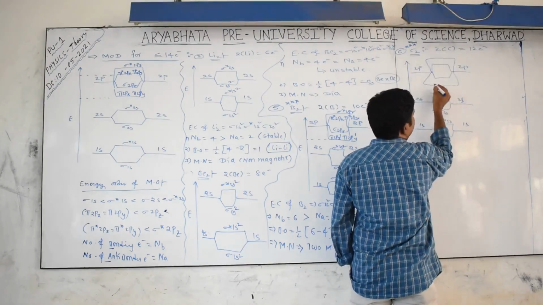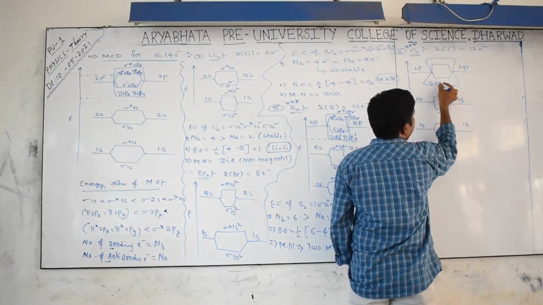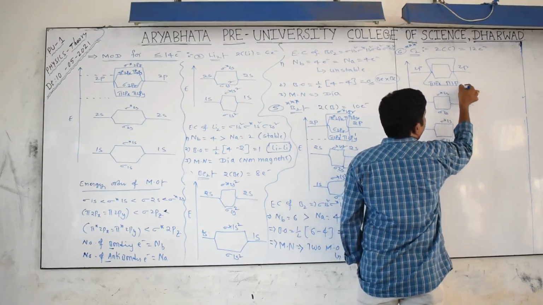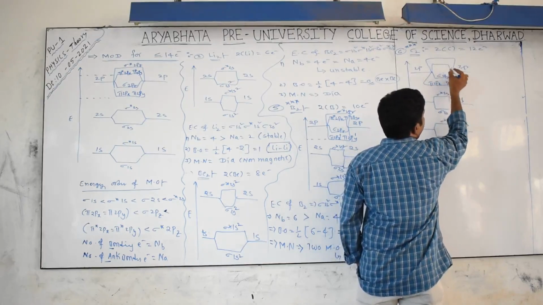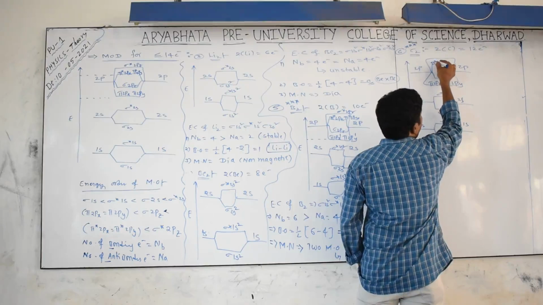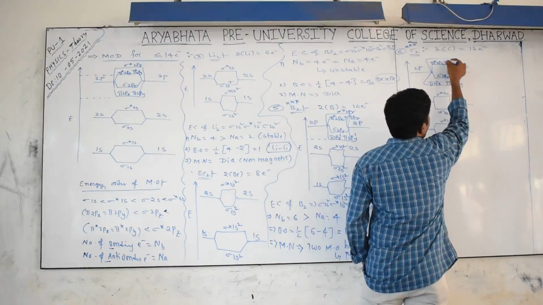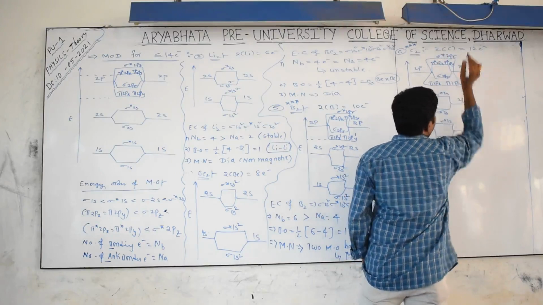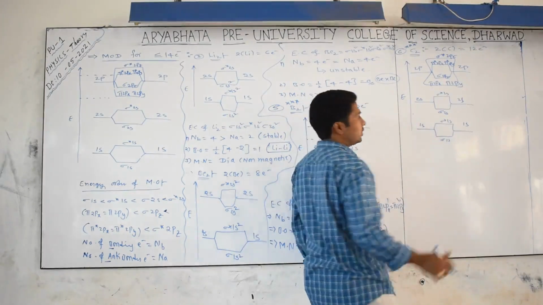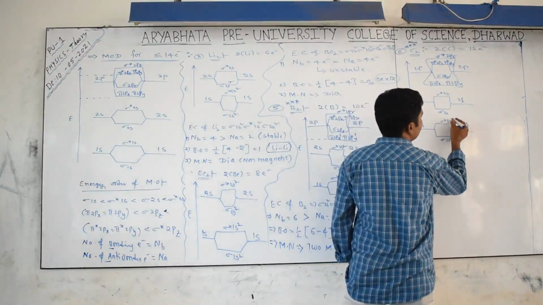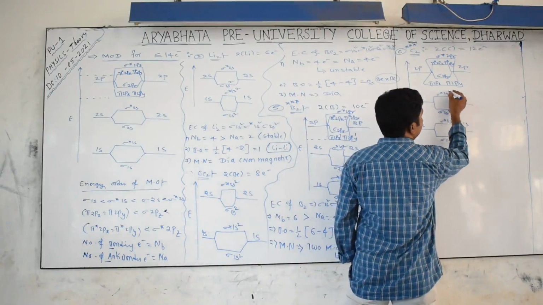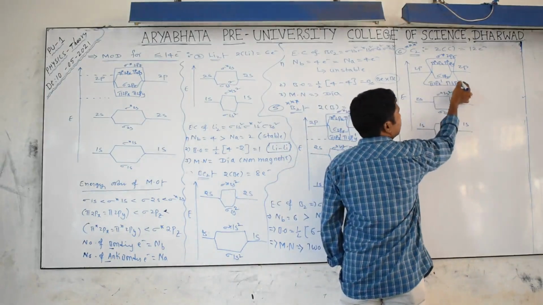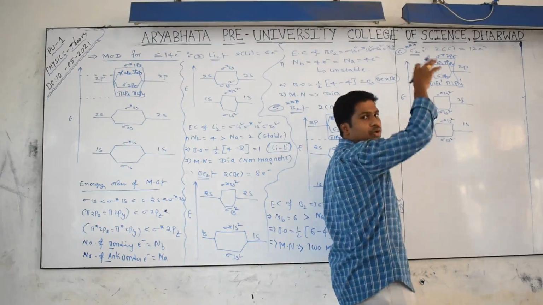Like this has to be written: pi 2px, pi 2py, sigma 2pz, and pi star 2px, pi star 2py, and sigma star 2pz. How many electrons do you have? 12 are there: 2, 4, 6, 8, 10. Don't go into sigma. Why?